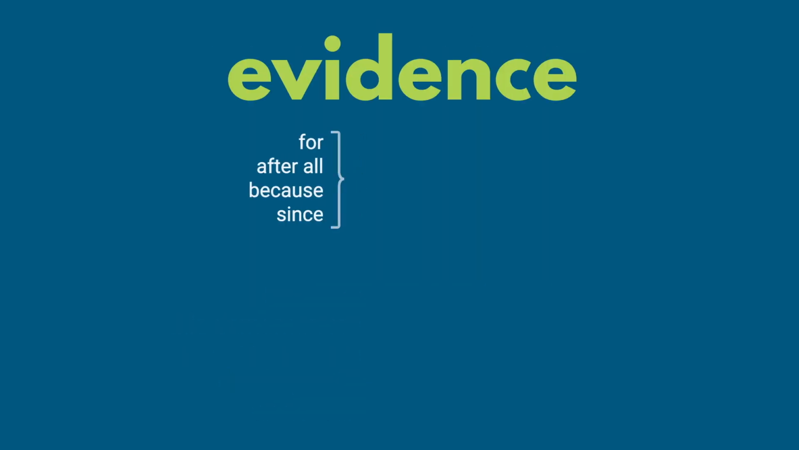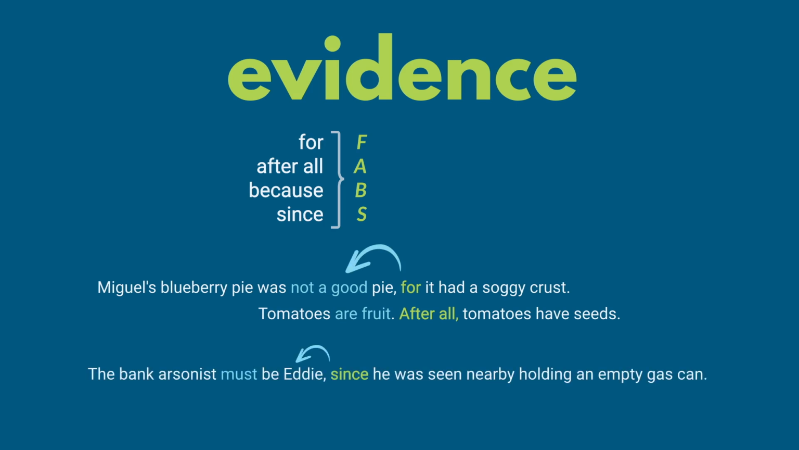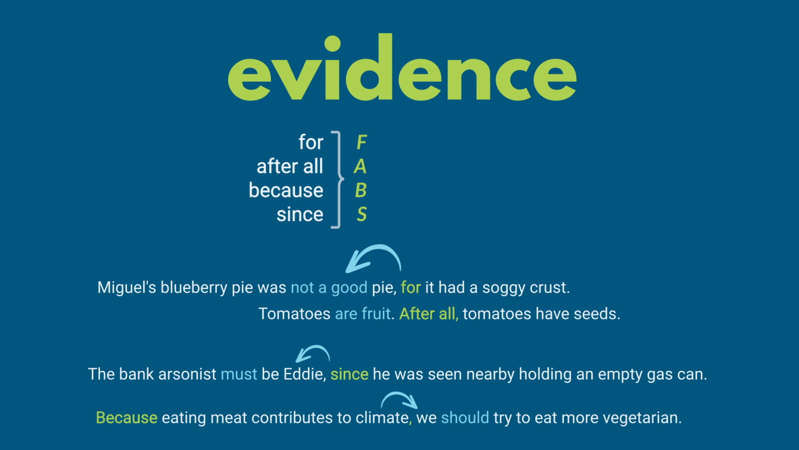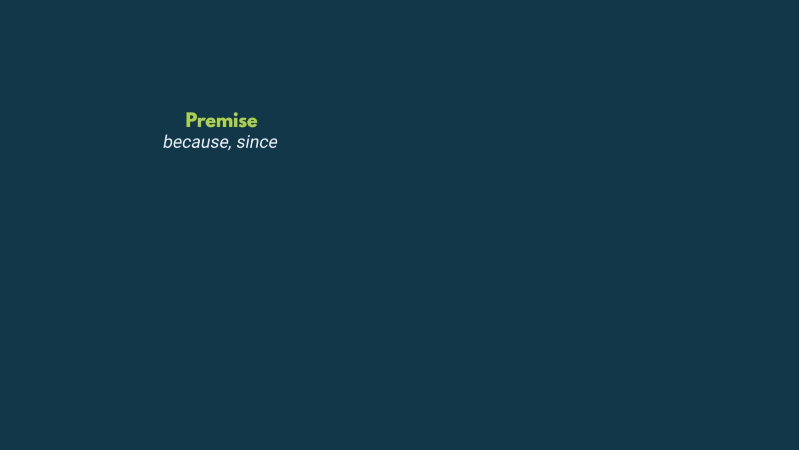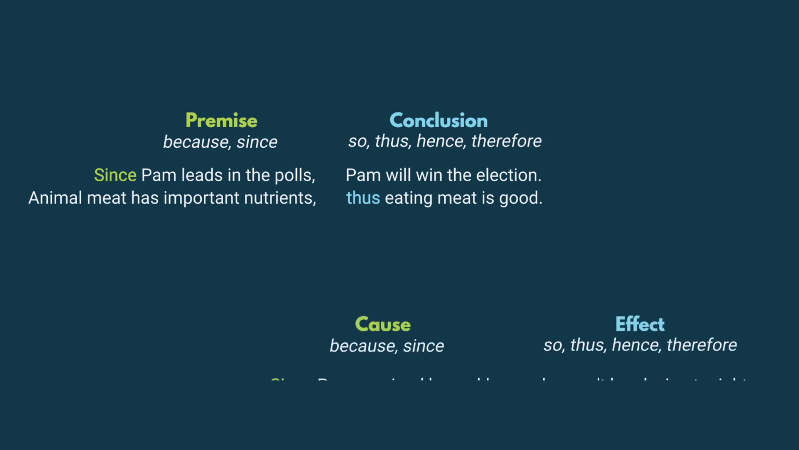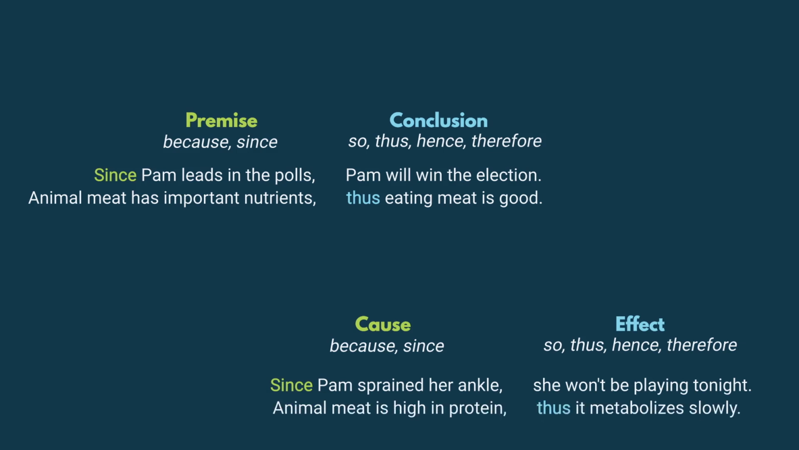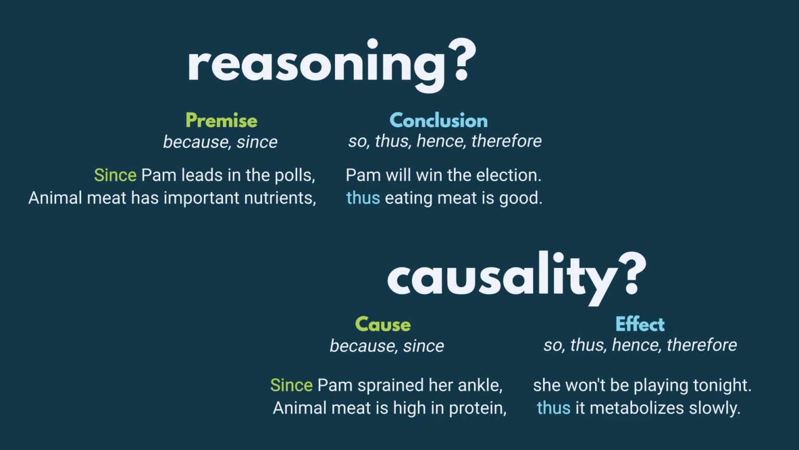We can memorize the acronym FABS, which reminds us for, after all, because, since always point to premises. For and after all always come after a conclusion, so the previous claim had to be a conclusion. Since and because just mean that the other half of the sentence is a conclusion. But remember, it gets a little murky. Because and since normally mean premise, so thus, hence, therefore normally mean conclusion, such as in these little mini arguments. But remember, because and since can also be used to show a cause, and these conclusion words can also be used to show an effect, like in these 2 sentences. So we do have to sometimes ask whether we're looking at reasoning or causality when we see these words.